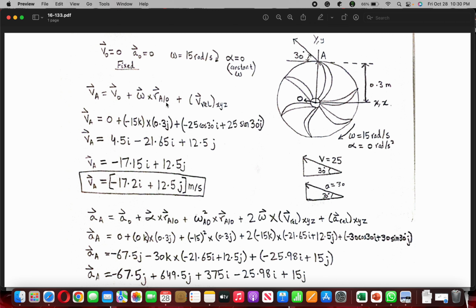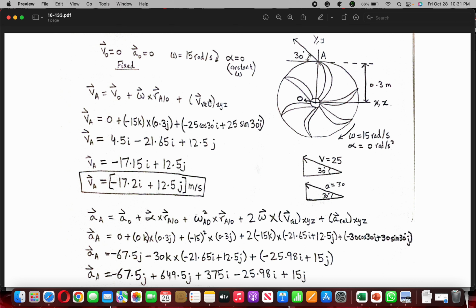In our question we have to take a reference point to get to A, so we choose the central point O. Its velocity and acceleration are 0 because, as mentioned in the question, it is a fixed point. Its angular velocity is given, clockwise at 15 radians per second, and its angular acceleration is 0 because the angular velocity is constant.